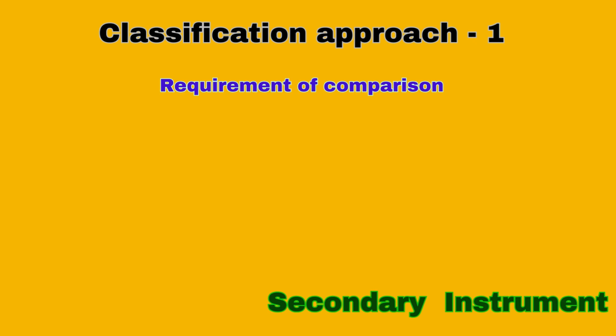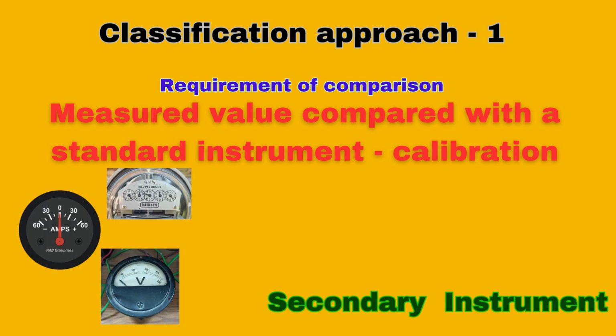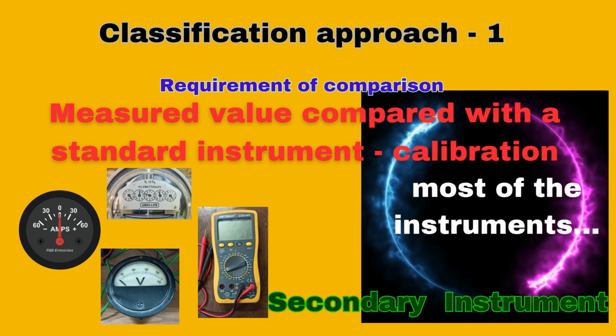The secondary instrument, on the other hand, requires comparison with the standard one, the process of comparison being called calibration, a feature used in most of the instruments.